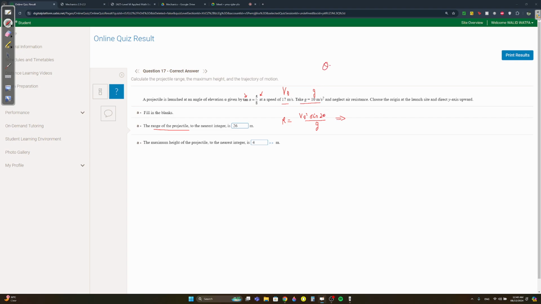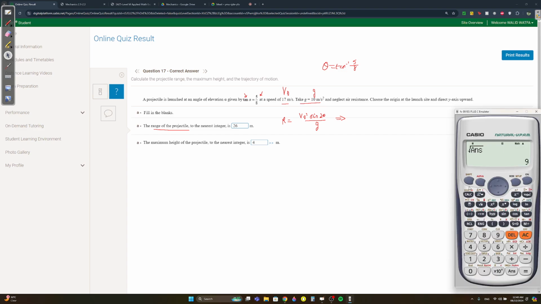Okay, before doing anything, I'm going to tell you theta is equal to shift tan 5/8. We want to find the angle, or alpha, whatever you want to call it. Shift tan 5/8, 32, let's just say 32 degrees.